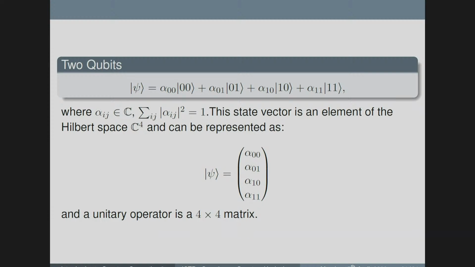Also, I want to say here, we talk about Hilbert space sometimes. Your 1 qubit system lives in C squared Hilbert space. Your 2 qubit system lives in the C to the 4th Hilbert space.